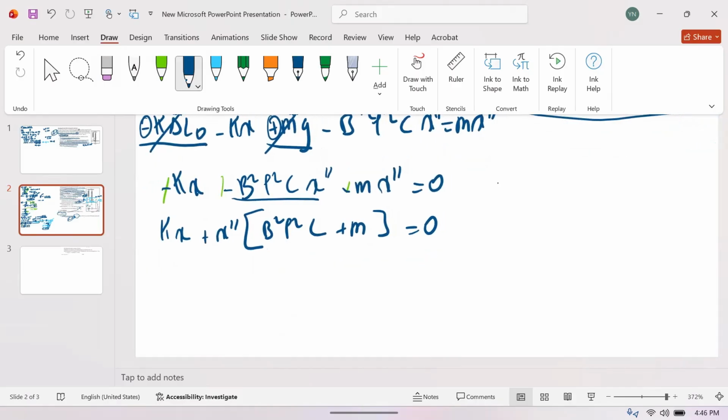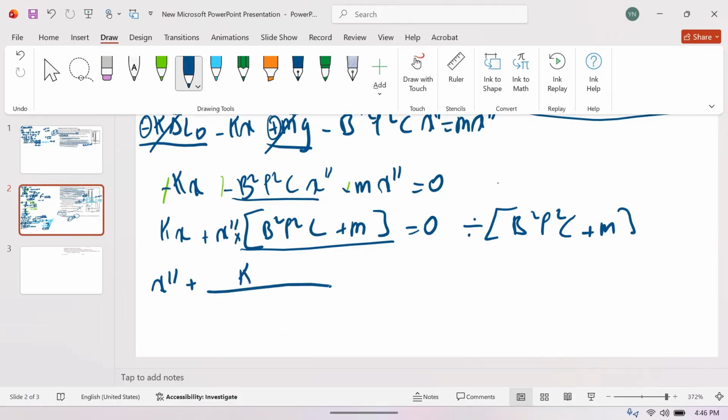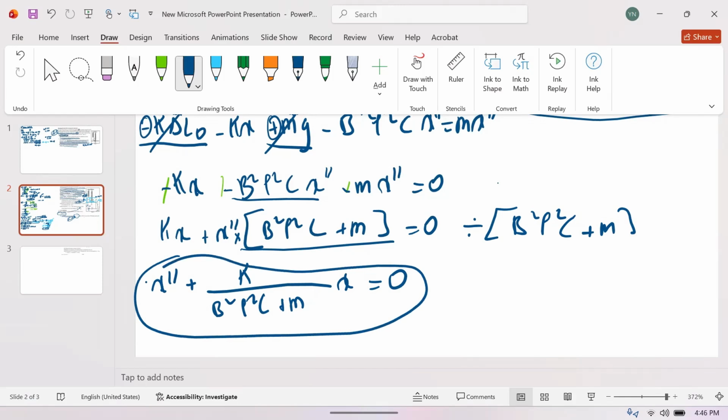Now, as you always hear, keep x'' by itself. I don't want the coefficient next to the derivative. So you divide the whole thing by the expression that is next to x''. So you will be left with x'' alone, which is what we want, plus k over the value we divided with, which is B²L²c + m, times x equals 0, and this is supposed to be the differential equation.